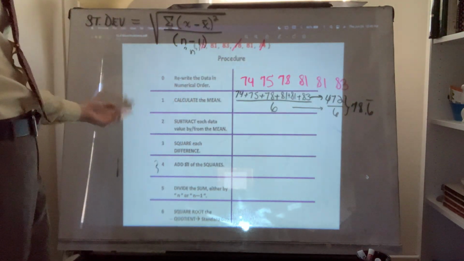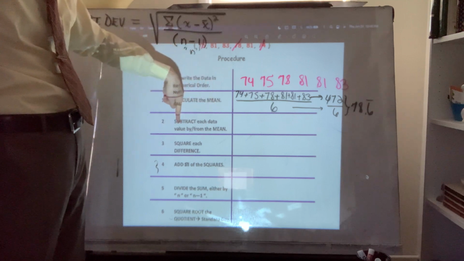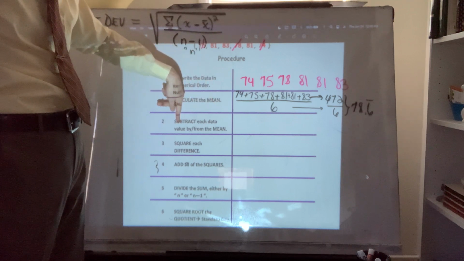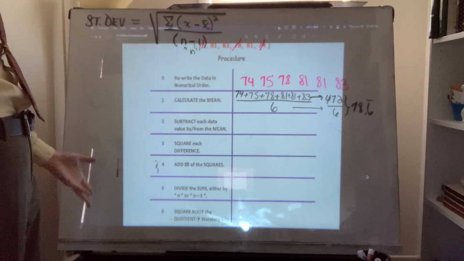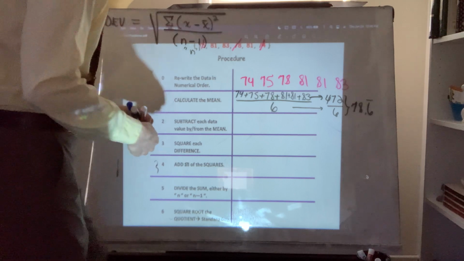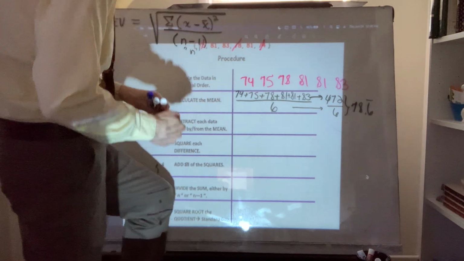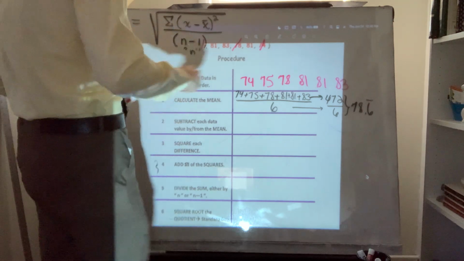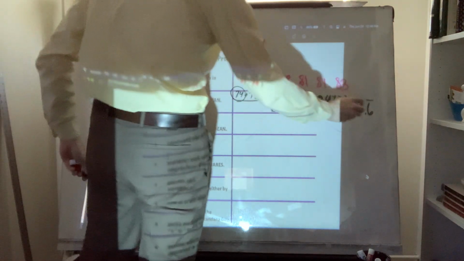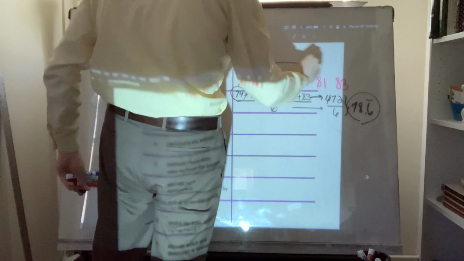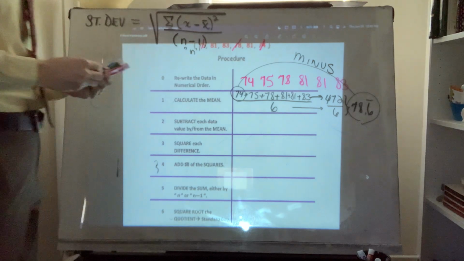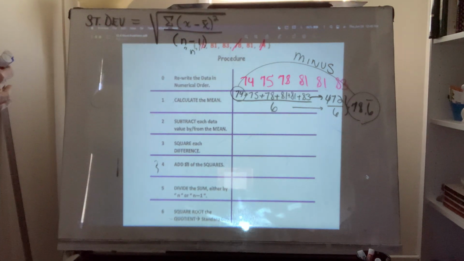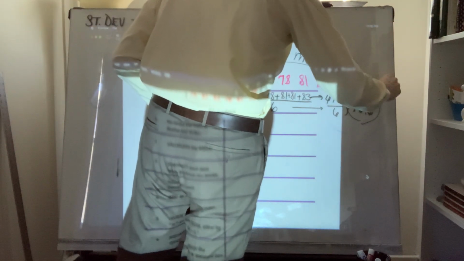Right? Next, you're going to subtract each data value from the mean, all right? So that's a pain in the neck. If you do that, 74 minus this figure, at this point, because you're doing it by hand, you're really going to have to round. I will now round this to about 79.